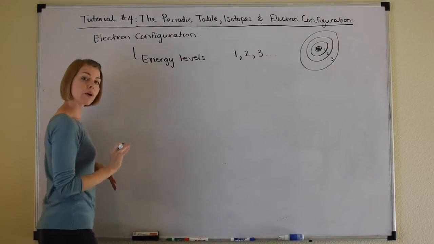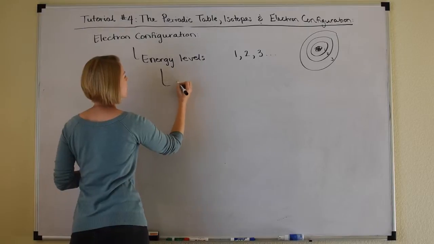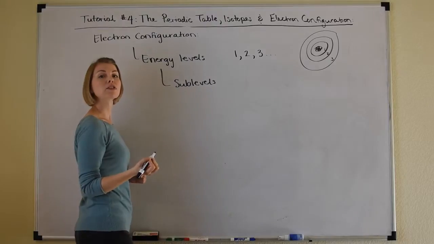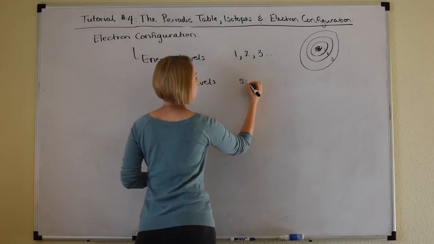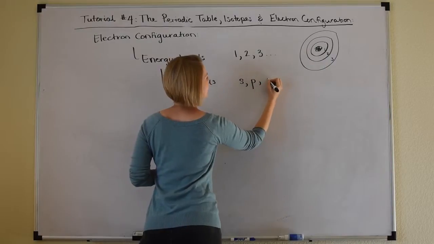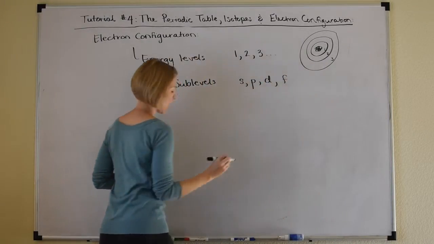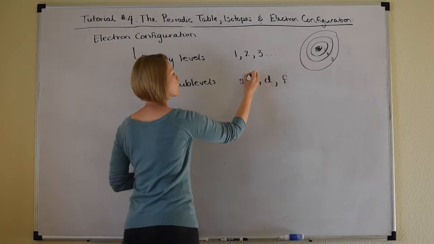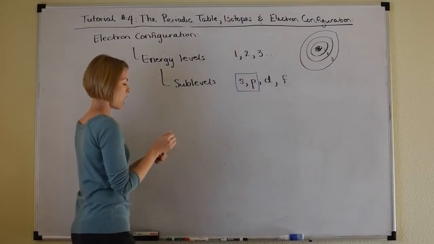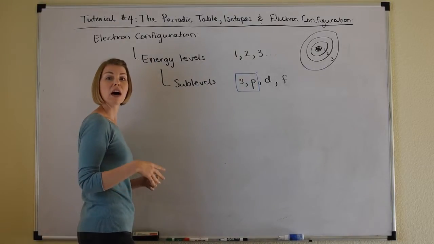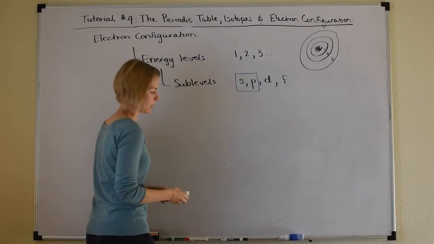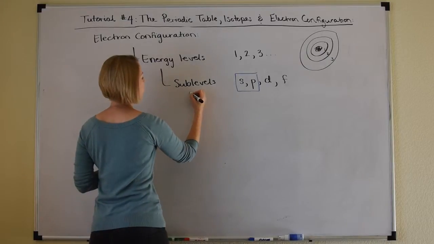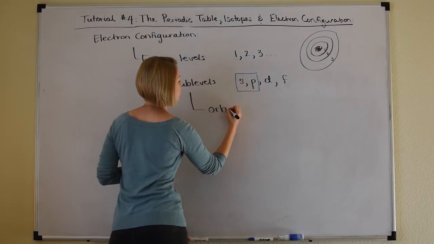Okay? And then within these energy levels, there are sublevels. And these sublevels are designated as either being S, P, D, or F. Now, in an introductory chemistry class, you're probably really only going to focus on the S and the Ps, because all of your main group elements have their valence electrons in the S and the P sublevels. So I'm going to circle those. All right, and then within these sublevels, there are orbitals.